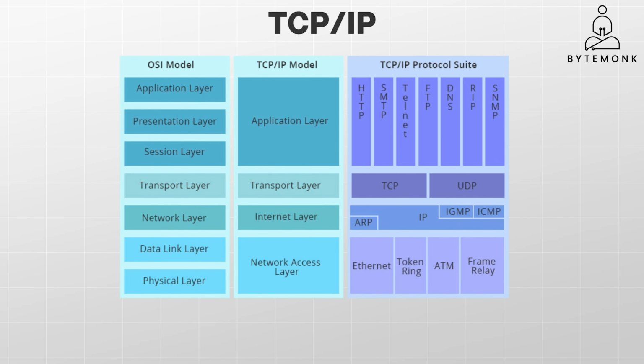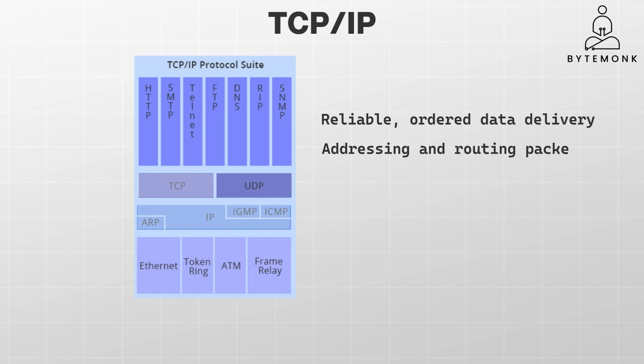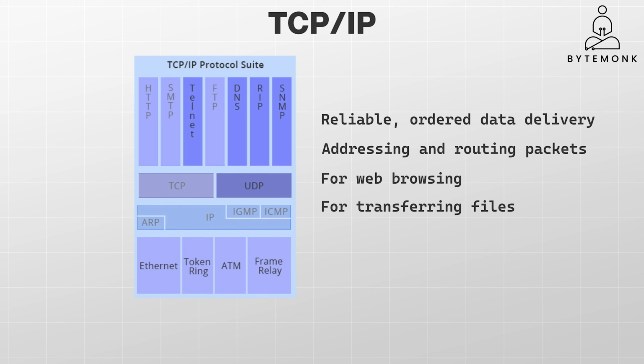Now, the TCP/IP protocol suite is the collection of actual protocols used in communication on the internet. These are the working instructions and tools built around the TCP/IP model. Here are some of the important ones within the suite. TCP or Transmission Control Protocol for reliable ordered data delivery, IP for addressing and routing packets, HTTP for web browsing, FTP for transferring files, and SMTP for sending emails.